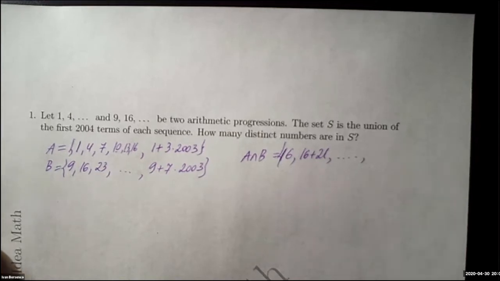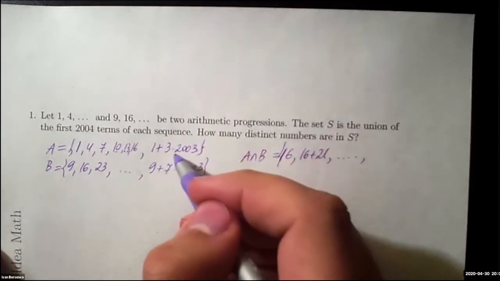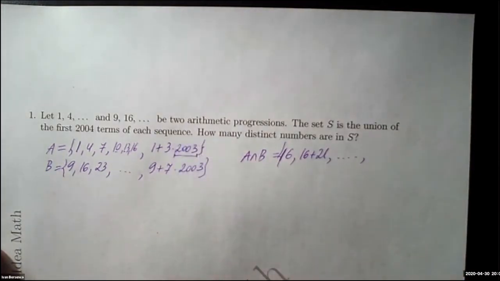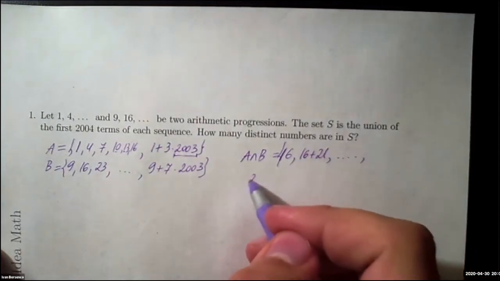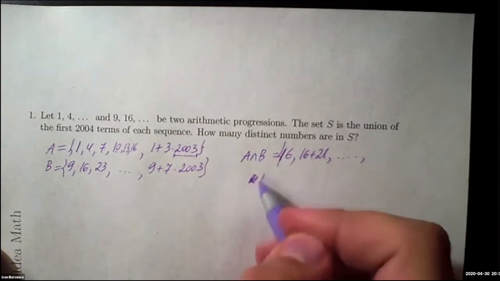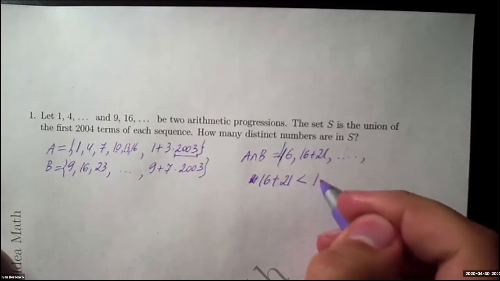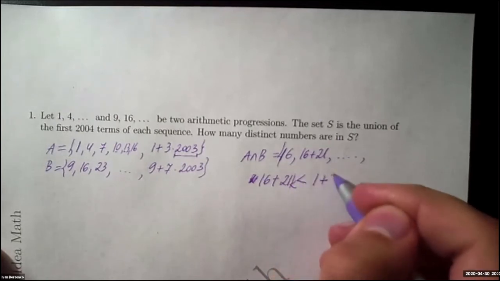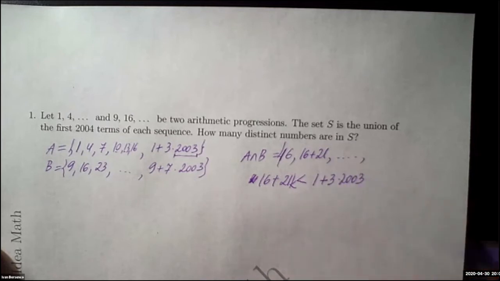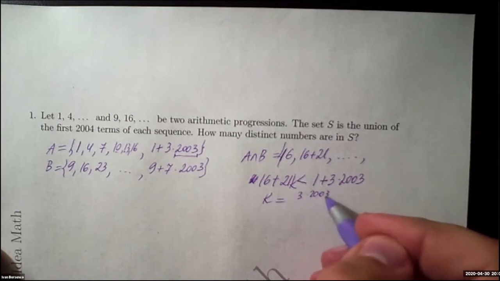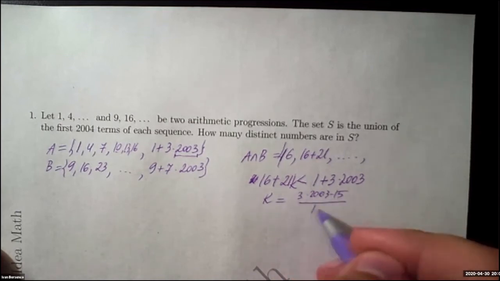Okay, so basically, those are the numbers that repeat. So we should just go to set A because set B has bigger numbers, right? Yeah. So I need to know how many multiples of 21 are in range. You basically want 16 plus 21K to be less than or equal to 1 plus 3 times 2003. Yeah, you need a variable, right? And then you have an estimate for K, right? Which is 3 times 2003 minus 15, divided by 21.